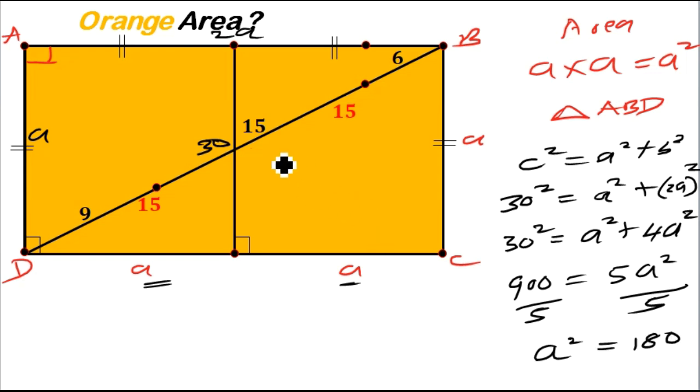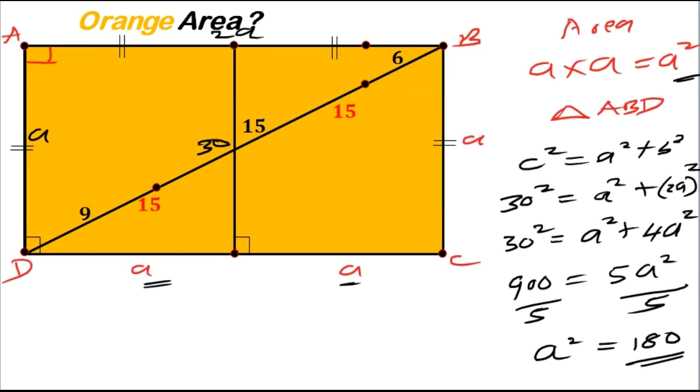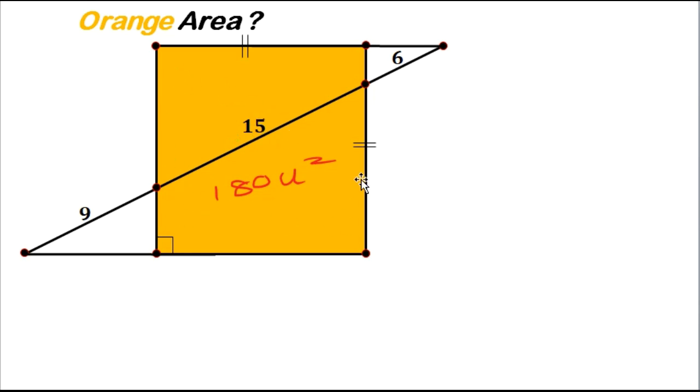So that implies that the area of the square was the A squared. So it means this 180 is the area of that given square. So the area of this square is 180 units square. Ladies and gentlemen, that is the simplest means to determine the area of this square.